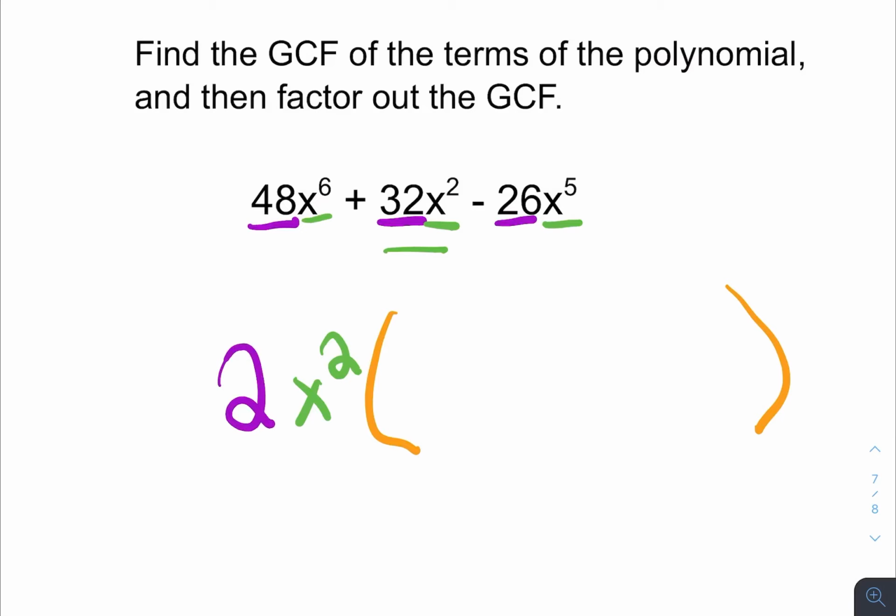So factor out the GCF. 2 times what gets us 48? Well, that's going to be 24. X squared times what gets us x to the 6th? We subtract the exponents, so it would be x to the 4th.